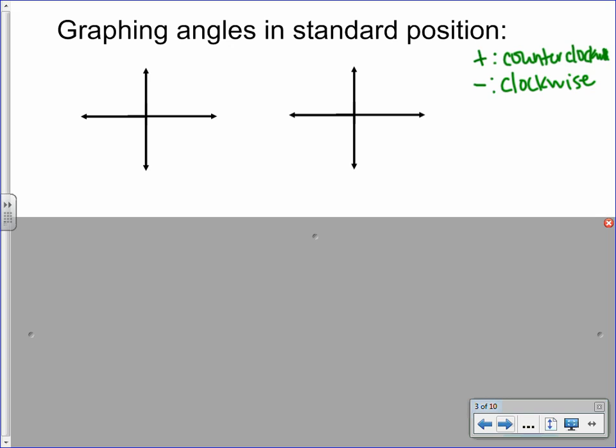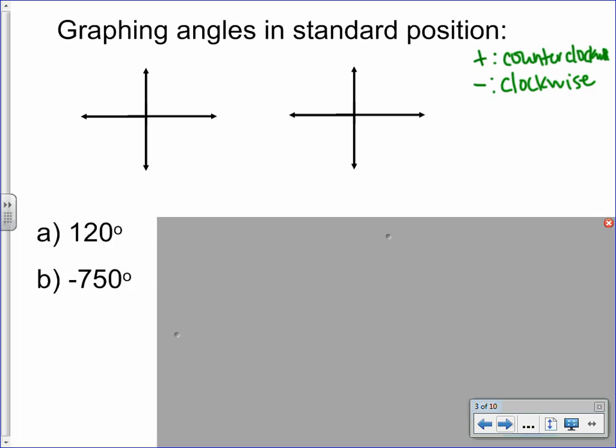Okay, so I'm going to use these. We're gonna plot some angles. Okay. Now, before we plot these two, let's talk about what our degrees would be as we rotate in the positive direction. So if we begin here and we rotate positively, what would this degree measure be?